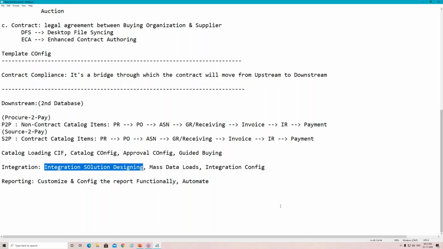Now, once we understand the scenario, you will see that in P2P, the PO will be created in Ariba and replicated back into ERP. If you look at the H2P process, the same thing will happen at the PO level, but the invoice reconciliation and payment will happen in a very different way.